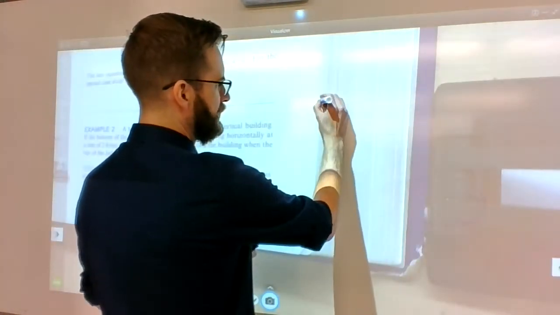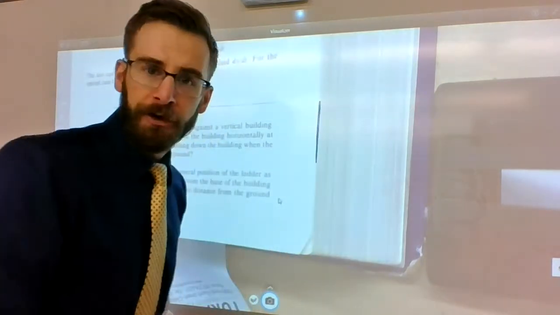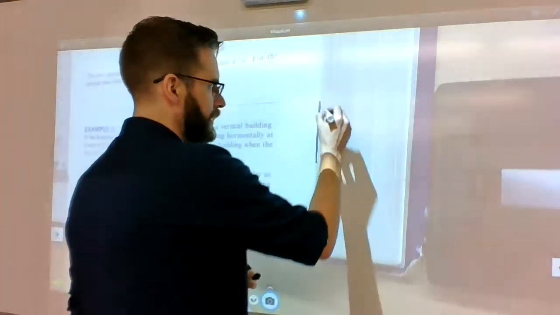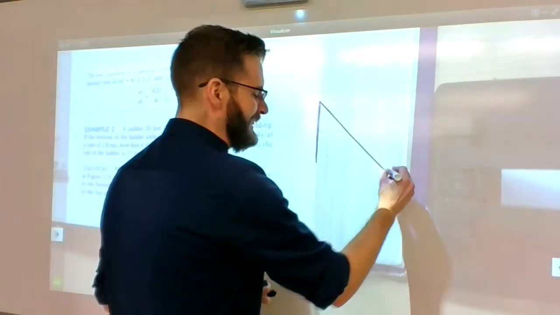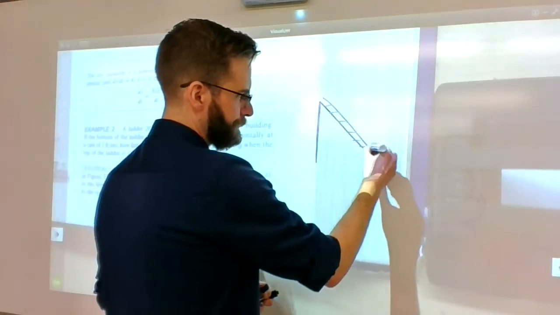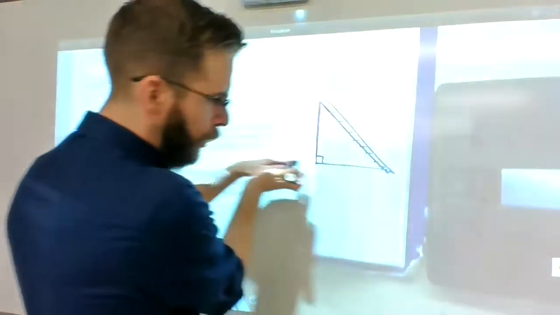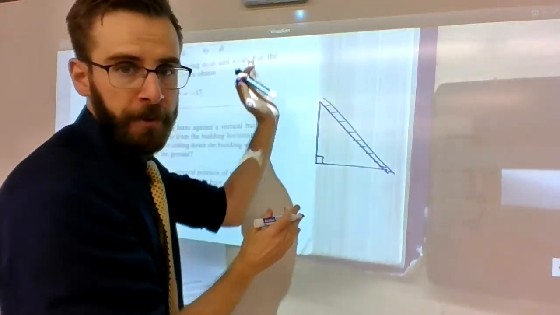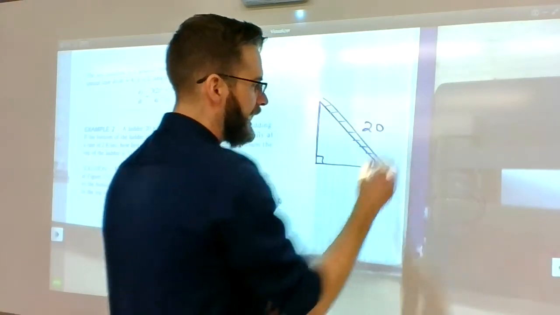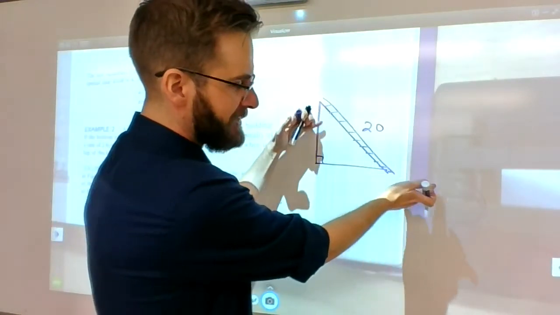So, if we go off to the side here and say, here's our vertical building, okay? It can just be a vertical line like that. We've got our ladder leaning against the building, okay? So here's a little visual. We've got a 90-degree angle connecting the horizontal ground with the vertical building. And what we've got here is a 20-foot long ladder. It's always 20 feet no matter how far it slides away.